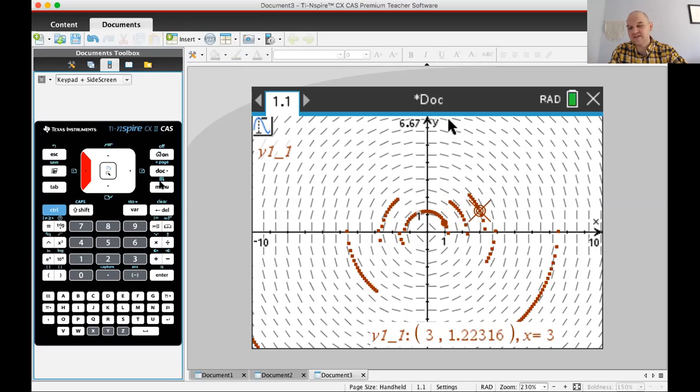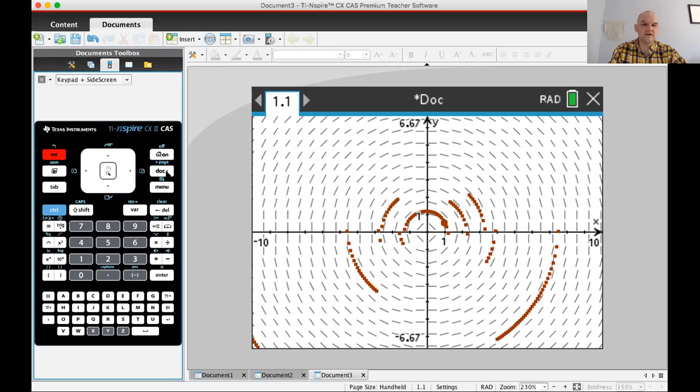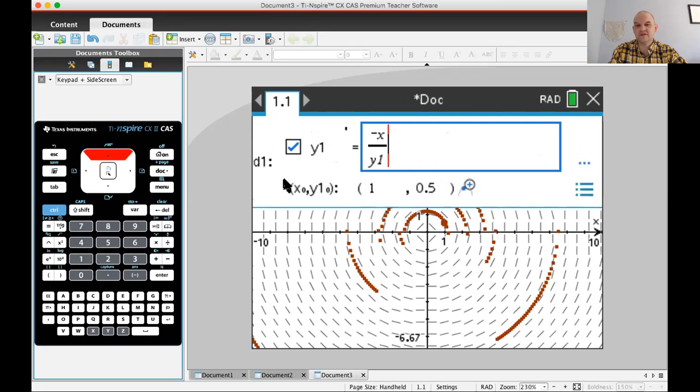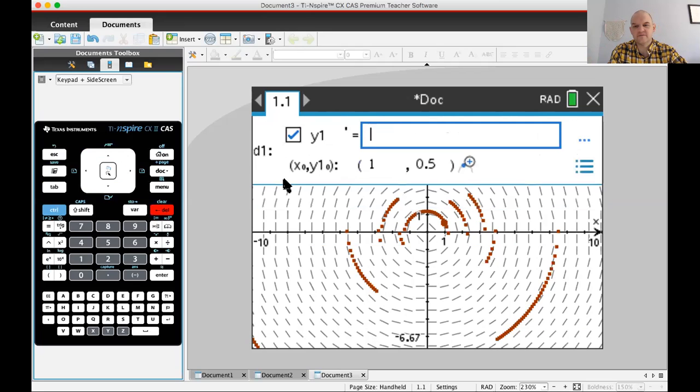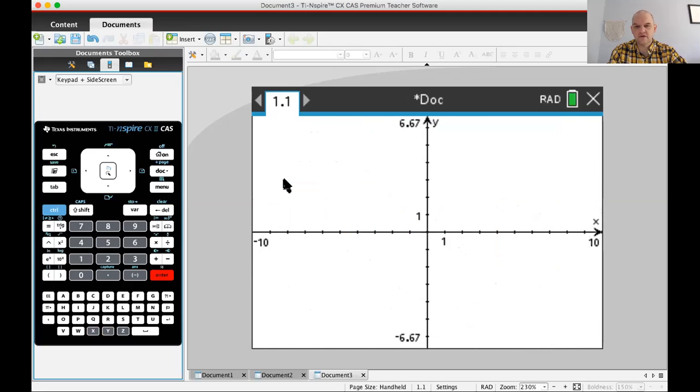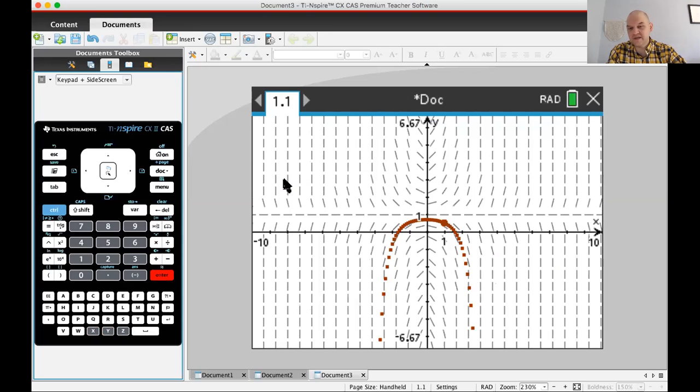If you find this scenario, it means that the calculator is doing its best. Its best just is far from enough in this case. Another thing that we can do really quickly, I keep saying that about everything. So I'm just going to turn it back into, let's do x times y1 minus 1. Okay, so that kind of looks like that.